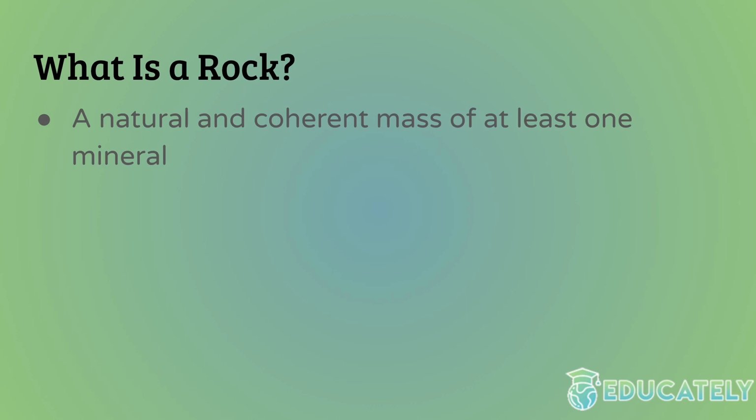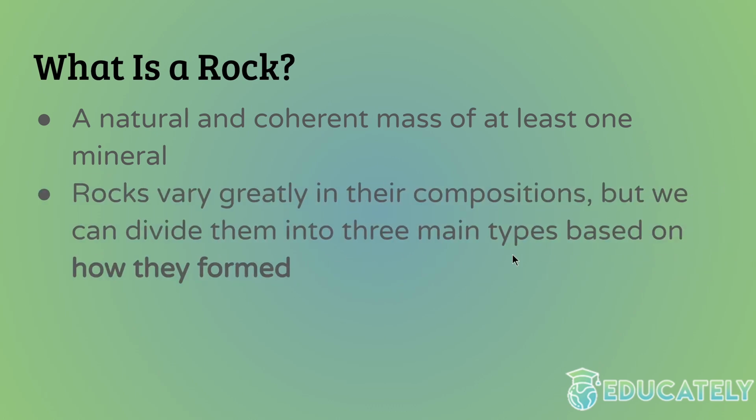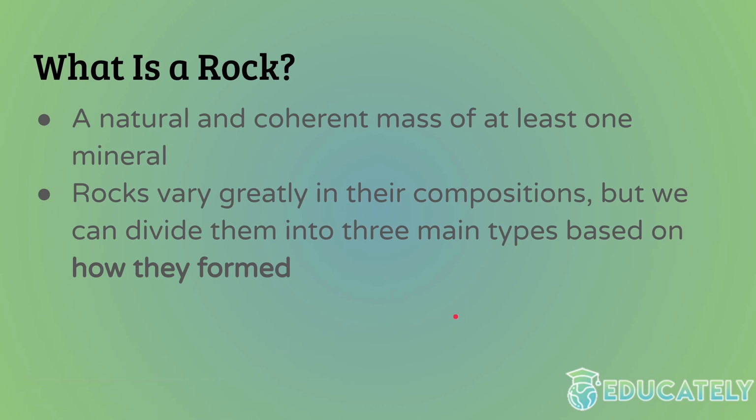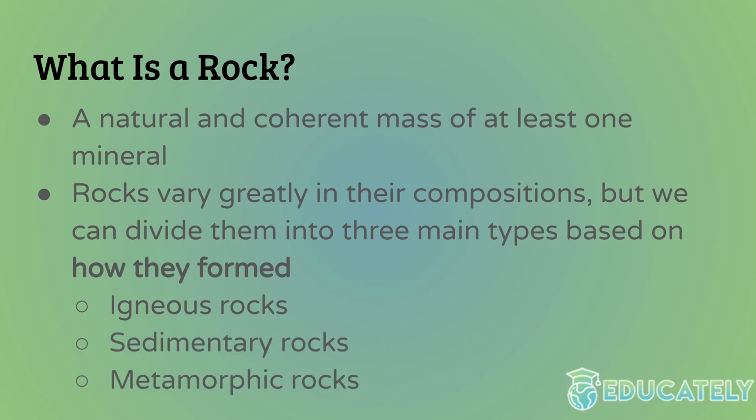So first, let's talk about what a rock is. It's good to have a nice definition that we can fall back on. A rock is best defined as a natural and coherent mass of at least one mineral or some sort of organic substance. They can vary greatly, as I'm sure you're aware, in their actual composition, but we can still divide them into groups based on how they formed. There are three main groups that we usually divide them into. First is igneous rocks, then we have sedimentary rocks, and then we have metamorphic rocks.